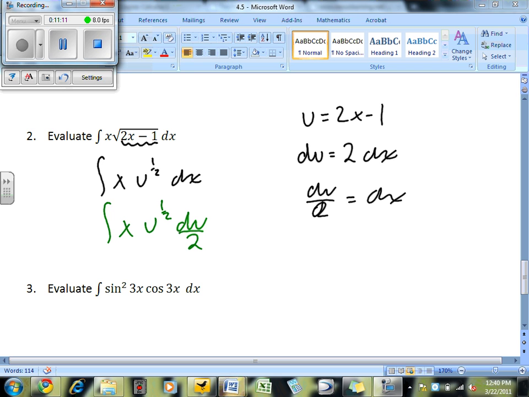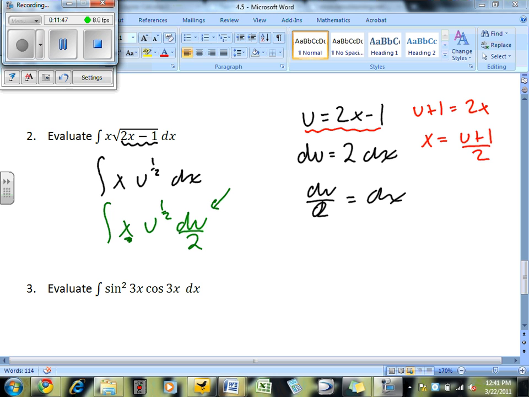Now you'll notice something different about this problem. We don't have anything that's going to cancel out with this x. We don't want to deal with x because we made a substitution and want to take the integral with respect to u. But what we can do is solve for x and then substitute what x equals in terms of u. So let's add 1: u plus 1 equals 2x, and then divide. So x equals u plus 1 divided by 2.